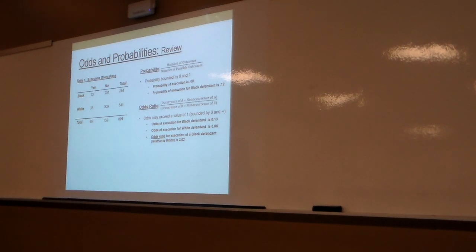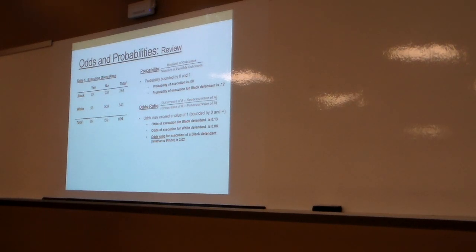So if we're looking at, say, the probability of execution for a black defendant is 0.12, the odds of execution for a black defendant is 0.13. Someone tell me how I calculated that odds, the odds of execution for a black defendant? 33 over 251. Was it? Exactly, perfect. 33 over 251. The occurrence over the non-occurrence.